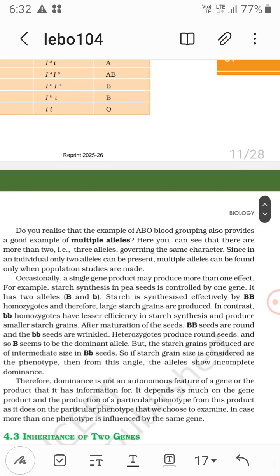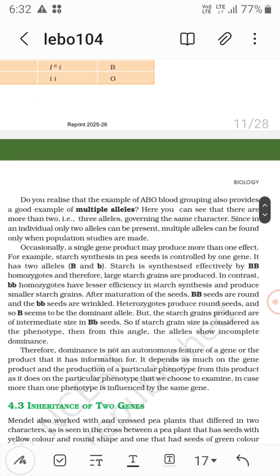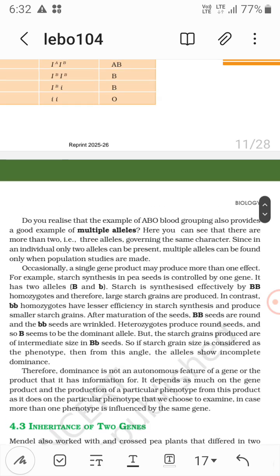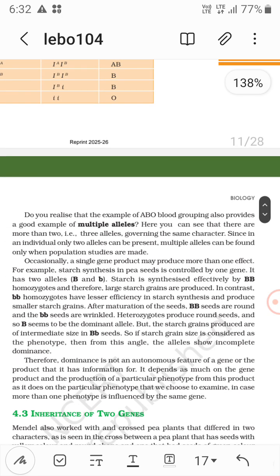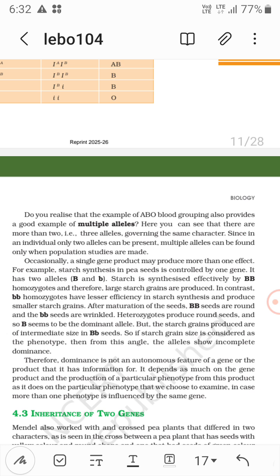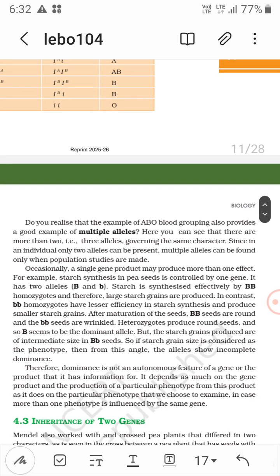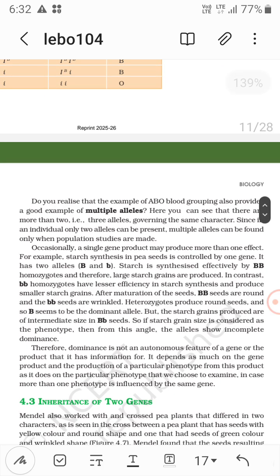Do you realize that the example of ABO blood grouping also provides a good example of multiple alleles? You can see that there are more than two, that is 3 alleles, governing the same character. Since in an individual only 2 alleles can be present, multiple alleles can be found only when population studies are made.